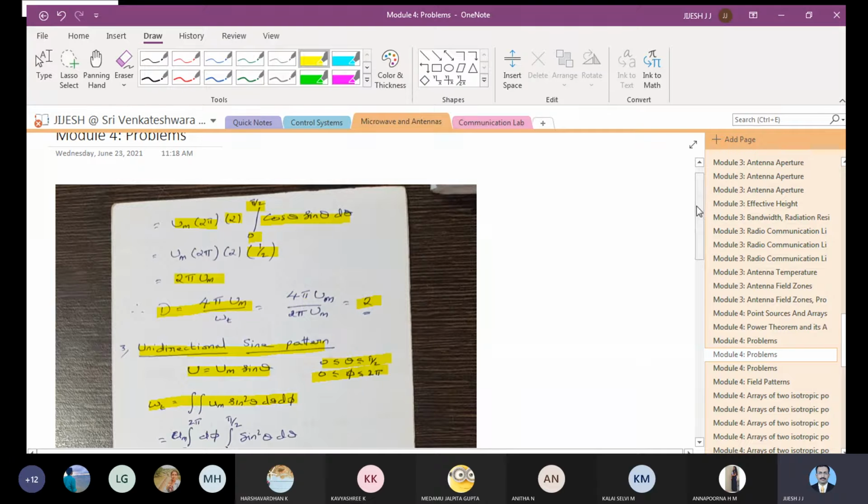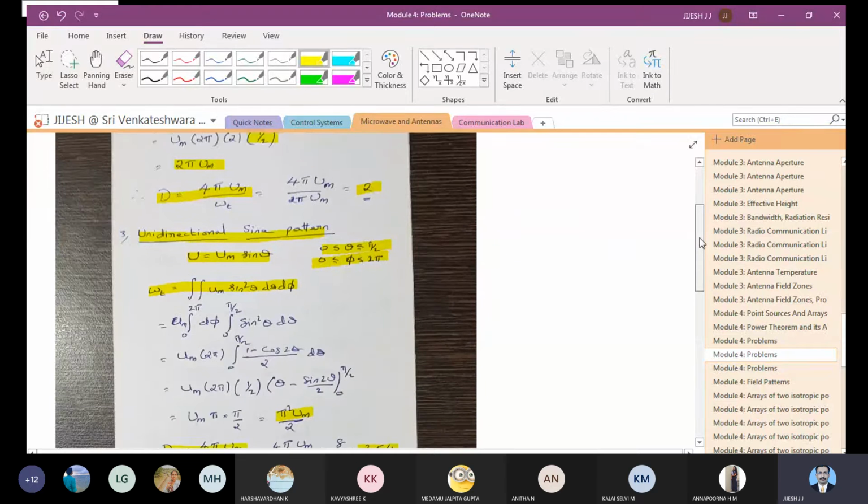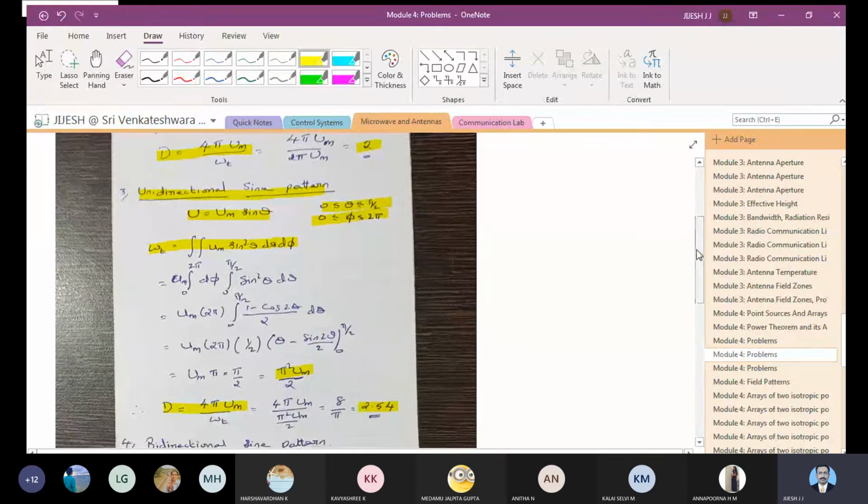All these things have to be done. Anything can be asked in the examination. Now for the unidirectional sine pattern, you can just try it out for U equal to Um sin theta. You can just go through that.